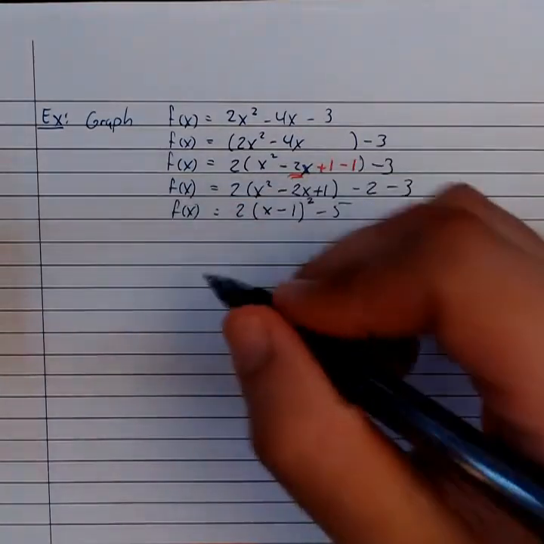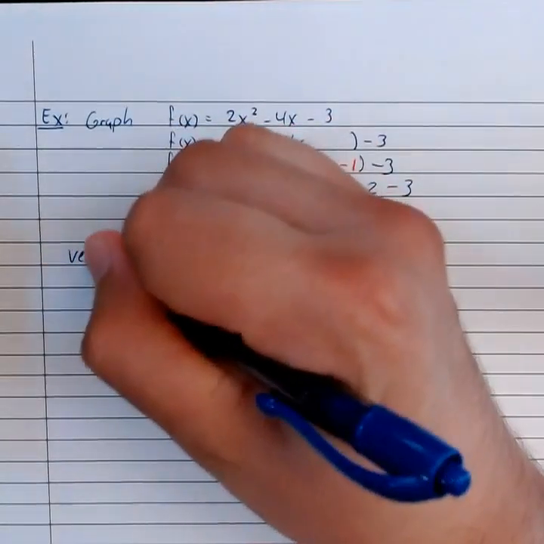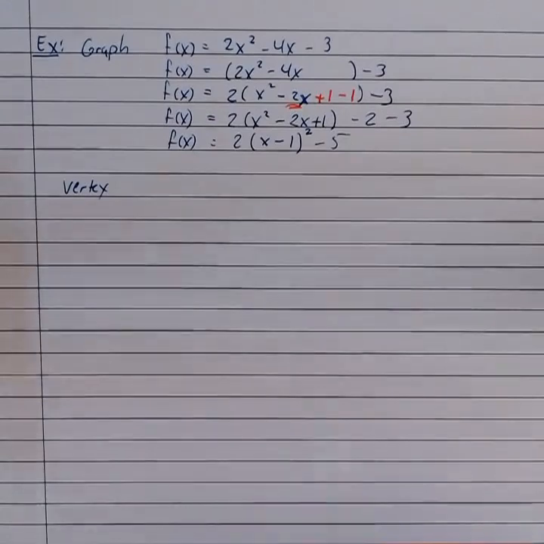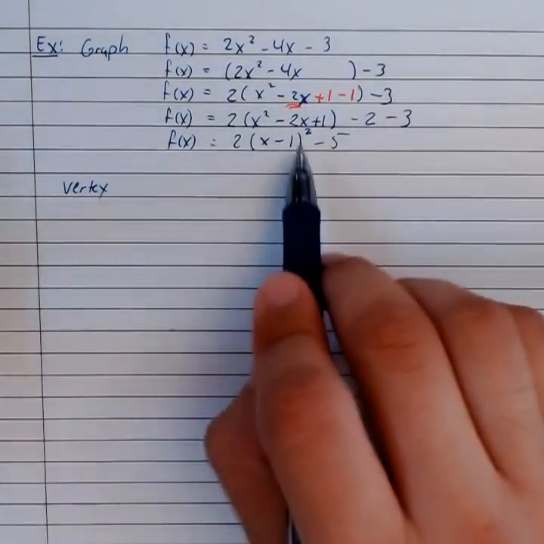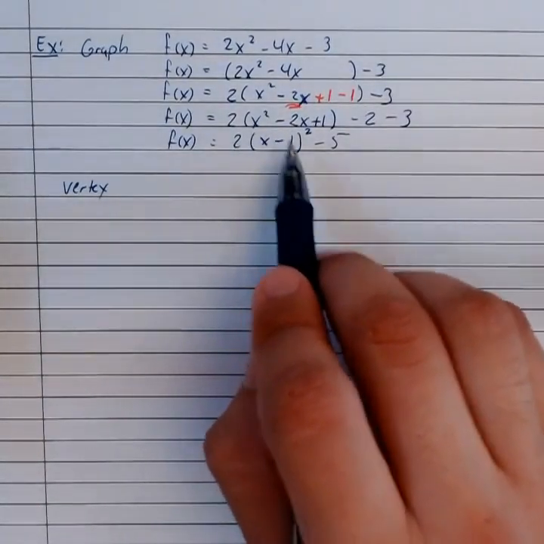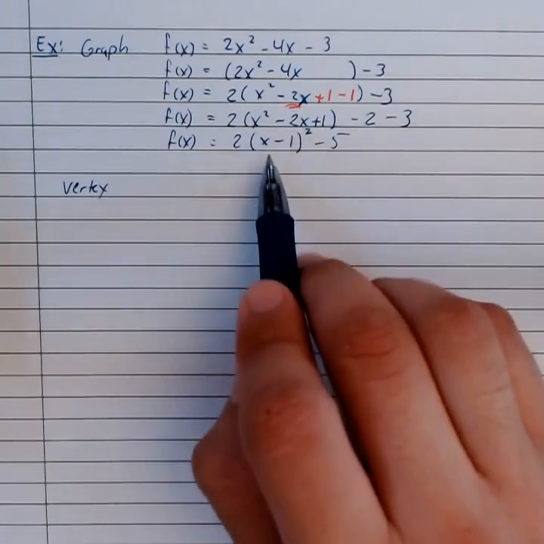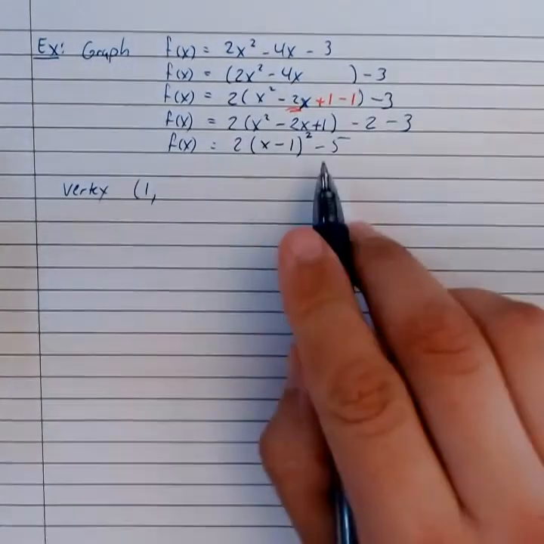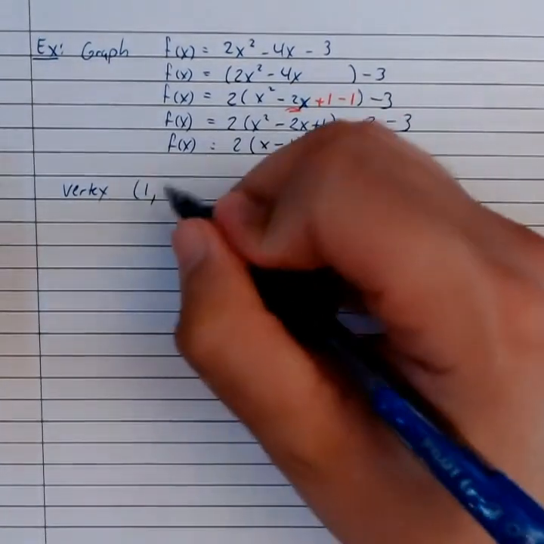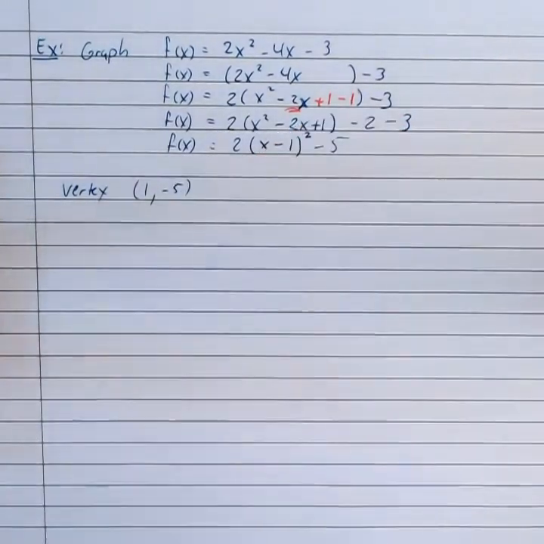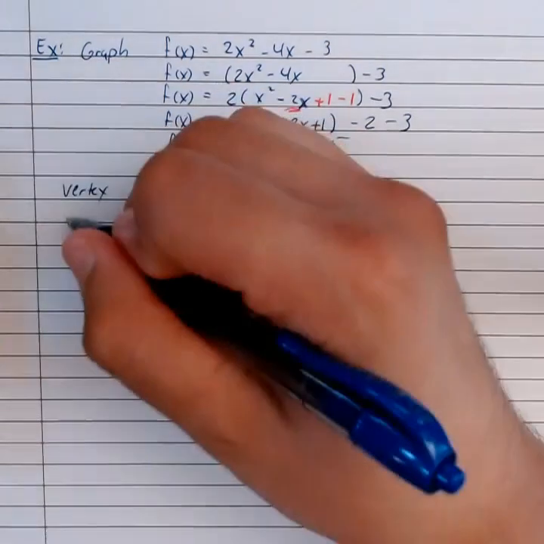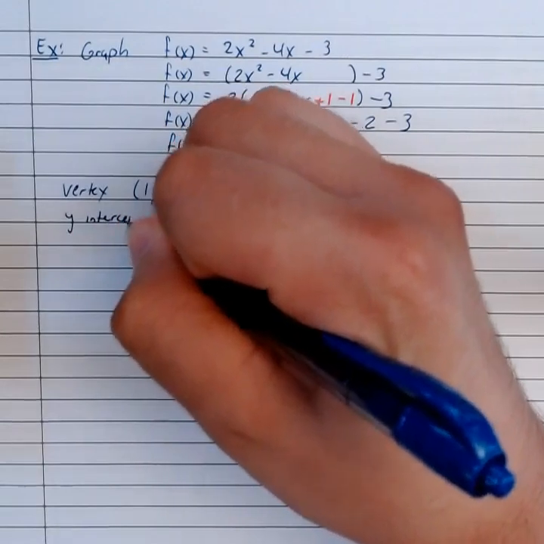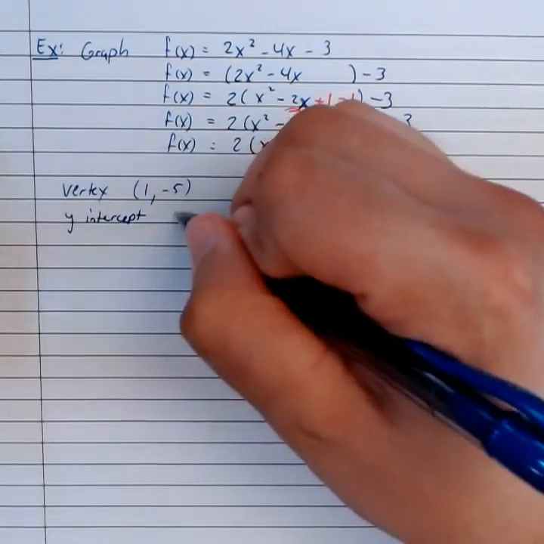All right? So here, let's find the vertex, which we can find by inspecting this. Here, what makes that 0? Well, that's the number 1. Okay, so 1 is the x-coordinate. And here, whatever number that is, that's the y-coordinate. So we're going to use 1 comma negative 5. To find the y-intercept, we're going to plug in x is equal to 0.